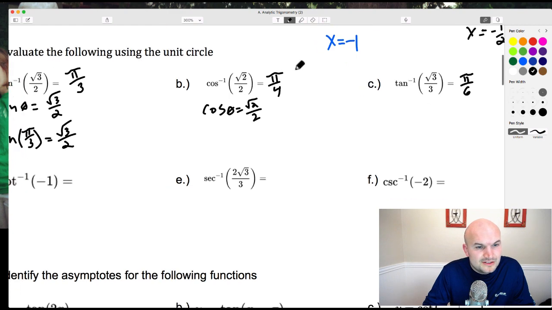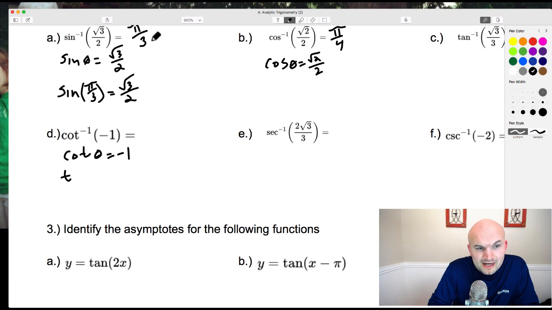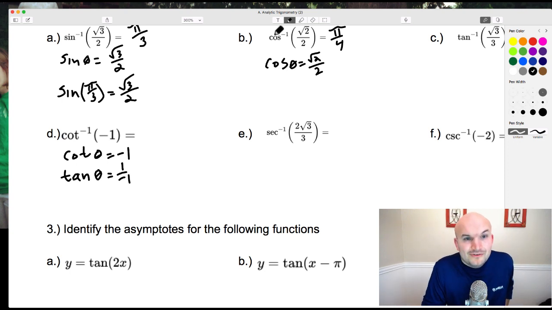All right, so let's move on to the next one, cotangent inverse of -1. Now, again, when we're dealing with the inverse functions, I'm sorry, I didn't mean the inverse. I mean the reciprocal functions like cotangent and tangent. So when we're dealing with these types of functions, remember that this one is saying, cotangent of what angle equals -1. Well, remember that cotangent is reciprocal of tangent. So we could rewrite it as tangent of what angle equals 1 over -1. Well, 1 over -1 is still -1.